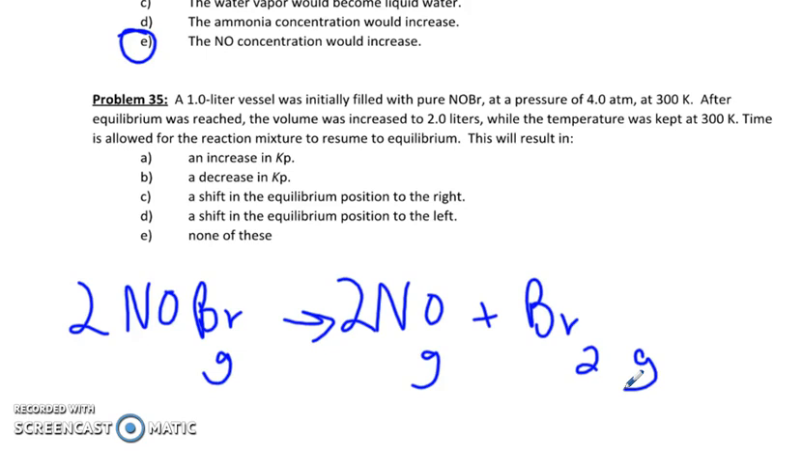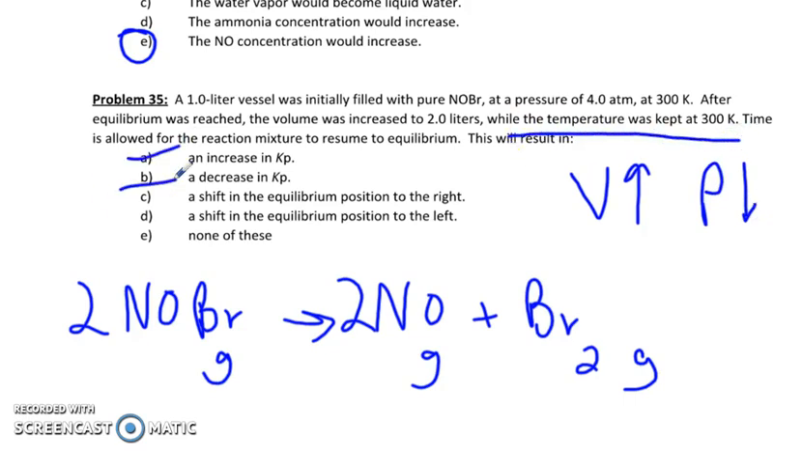All right, so what did you say here? Hopefully you paused it. What's going on here? You increase the volume, so the volume went up. So pressure's going down. Now, real quick, it says the temperature is held constant. A and B are already gone, okay? The only thing that is going to change the K values is temperature. So A and B are wrong if you have the constant temperature.